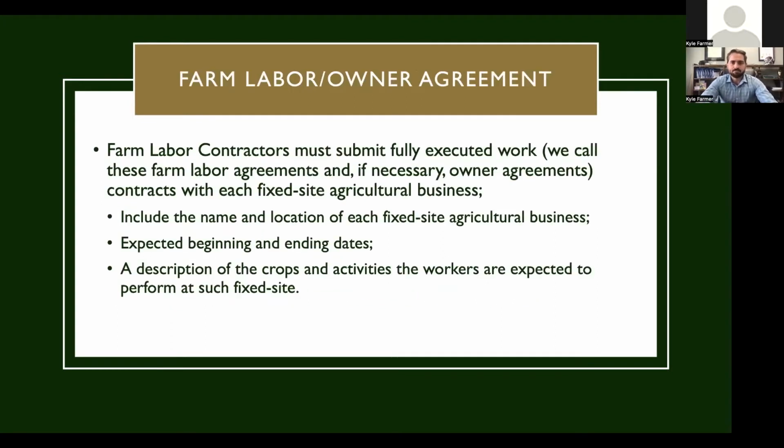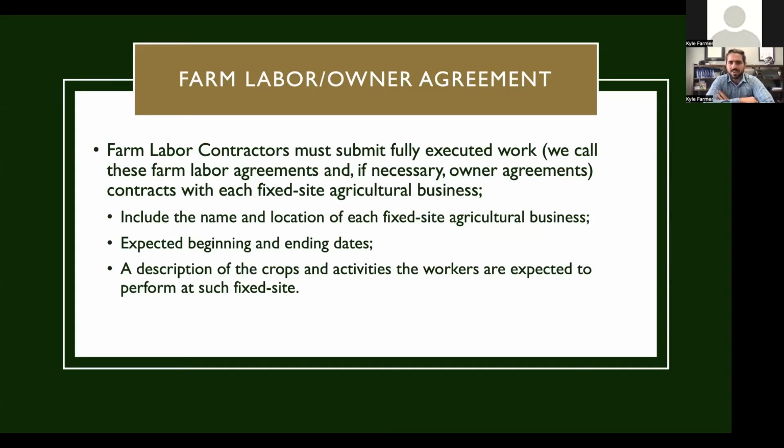Makes sense. So one of the other things that you have to get whenever you're filing an H-2A application as a farm labor contractor is a work contract between you and the fixed site agricultural business. We call this a farm labor agreement or an owner agreement or an ingress egress agreement, and the combination of those varies based off of who's applying in the relationship to the farmer. But all of your fully executed work contracts, and they need to be fully executed, that means signed by both parties.